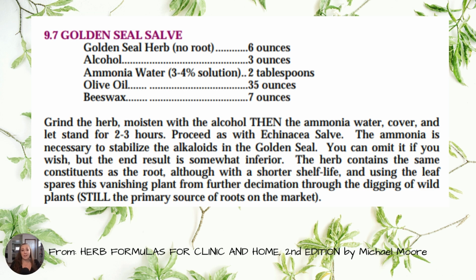If you were wanting to make the ammonia water, you would just take a 100 milliliter bottle, fill it with 3 to 4 milliliters of ammonia, and then add an additional 96 to 97 fluid ounces of filtered water. Put that in your spritzer bottle, and spritzing is just going to give you more control over how much ammonia you're using. Of course, you definitely could skip the ammonia and the alcohol, but just know that it might be a little bit more inferior of an end product when you do that, because you haven't neutralized the alkaloids that are present.